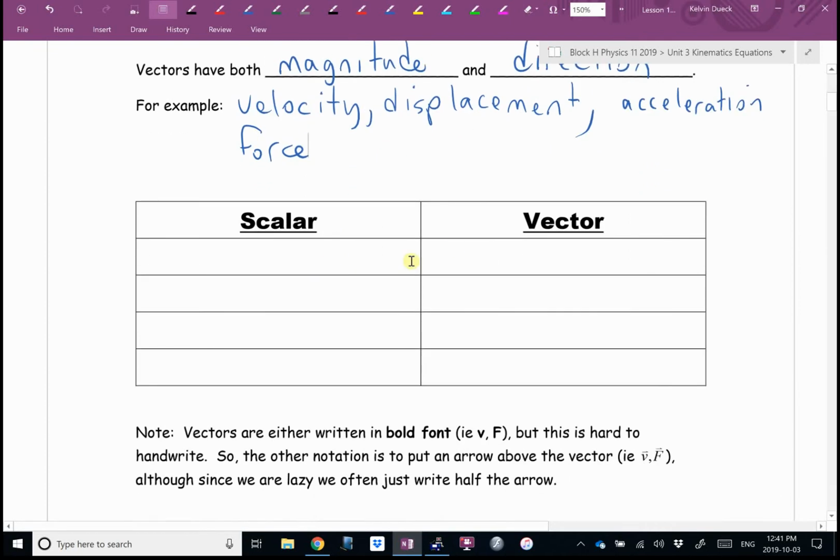We're going to do a little chart here. In particular, I want to talk about some of the ones that are paired together. Speed is a scalar. As an example, 30 meters per second. That's a speed. You're writing this down, right?